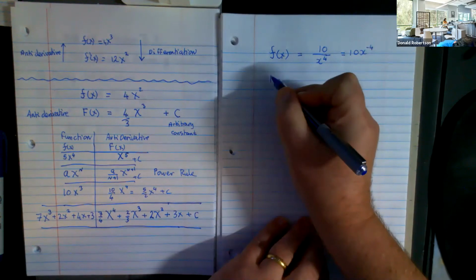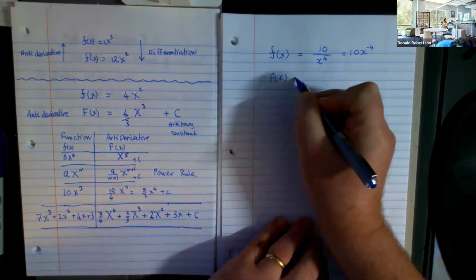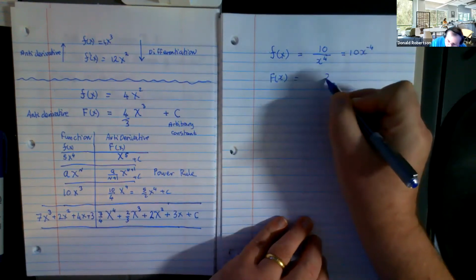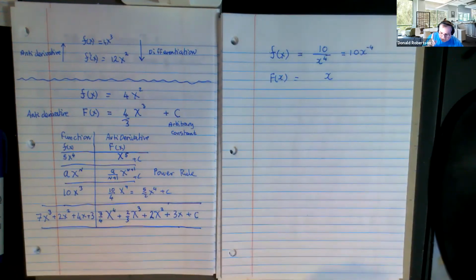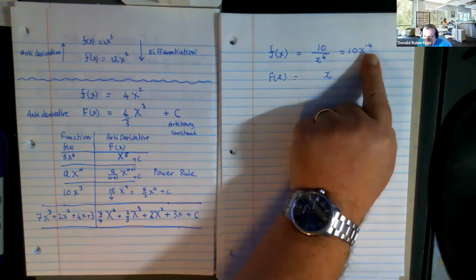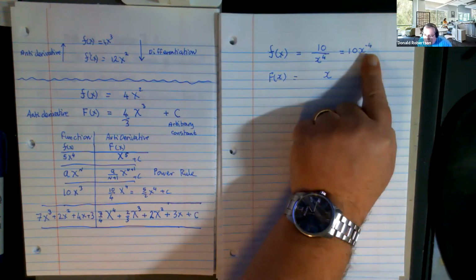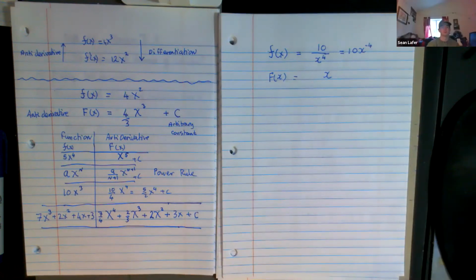So its antiderivative, capital F of x, is going to be add 1 to its power. Trick question coming up, so be careful with your answer. What do you get if you add 1 to negative 4? -3.